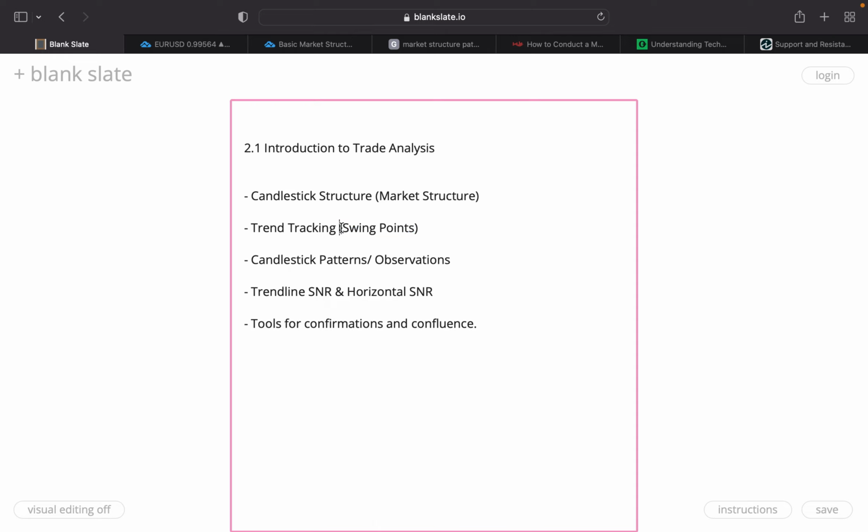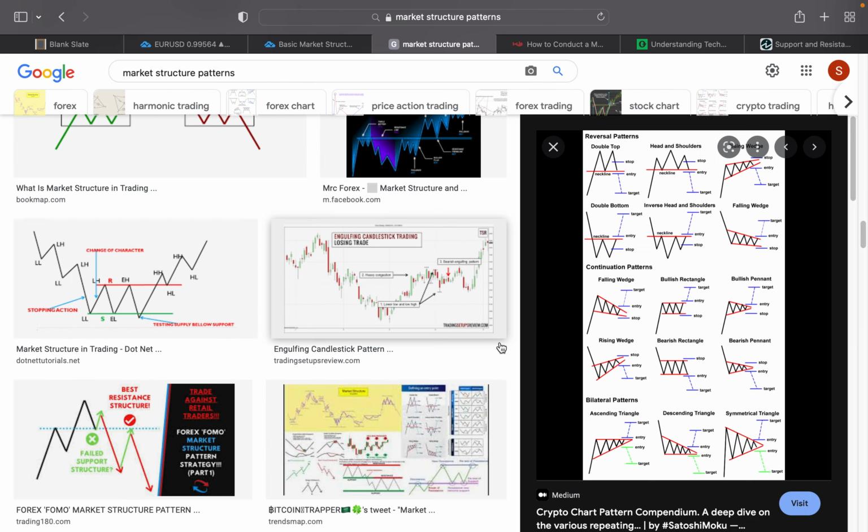You have to understand the swing points, and that's going to really help you understand price action a lot more, and it's going to help you understand support and resistance a lot more too. So here's this pretty cool little thing right here: reversal patterns, continuation patterns, and bilateral patterns.